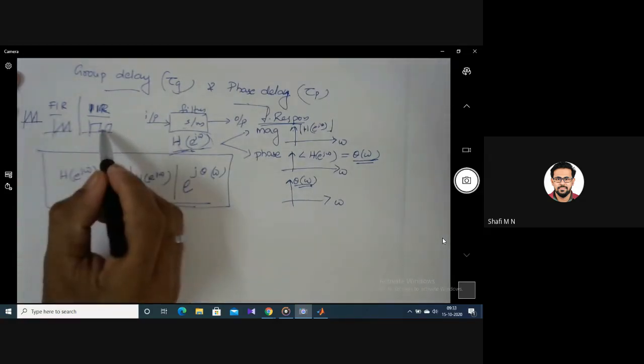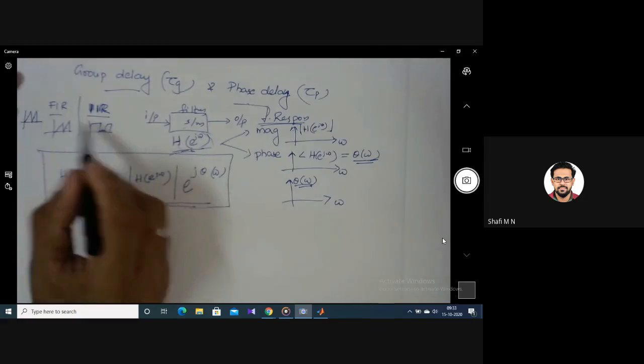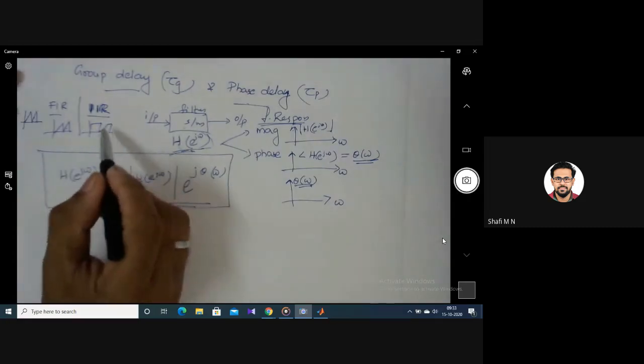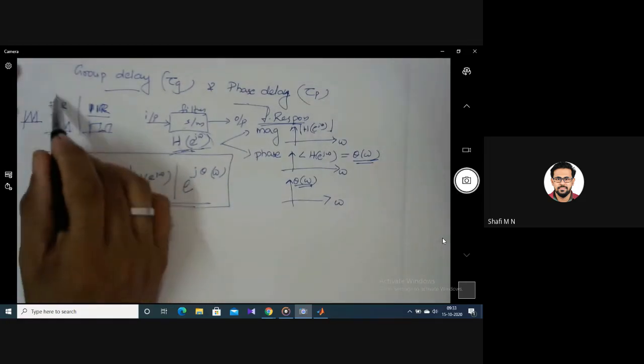Otherwise the doctor will think this is a disease. Okay, the shape, so he will misinterpret. So in order to retain the shape, you have to use an FIR filter.